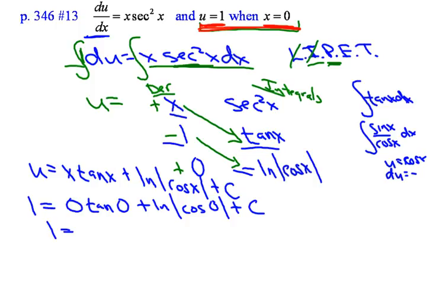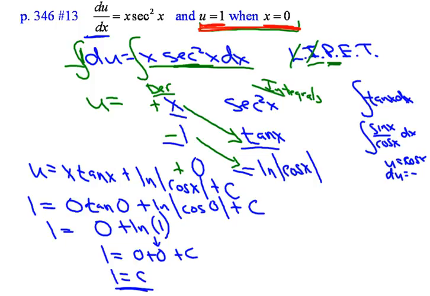Okay, 1 equals, again, the 0 times tangent of 0 is 0. Let's be careful with this. I've got the natural log. The cosine of 0 is 1. Don't really need the absolute value anymore. And I know the natural log of 1 is actually 0. So I got 0 plus c. And 1 equals this. So I can see 1 is my constant.